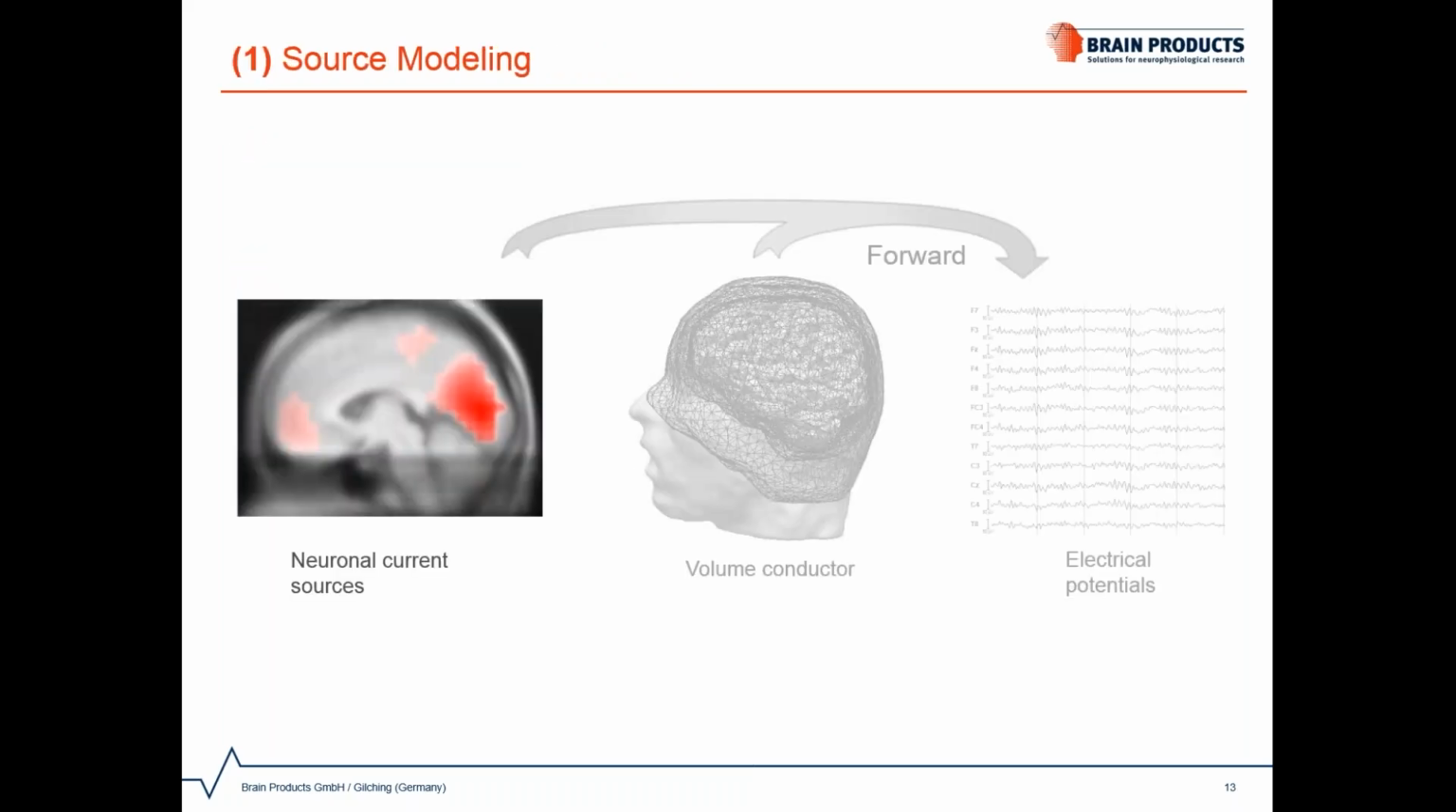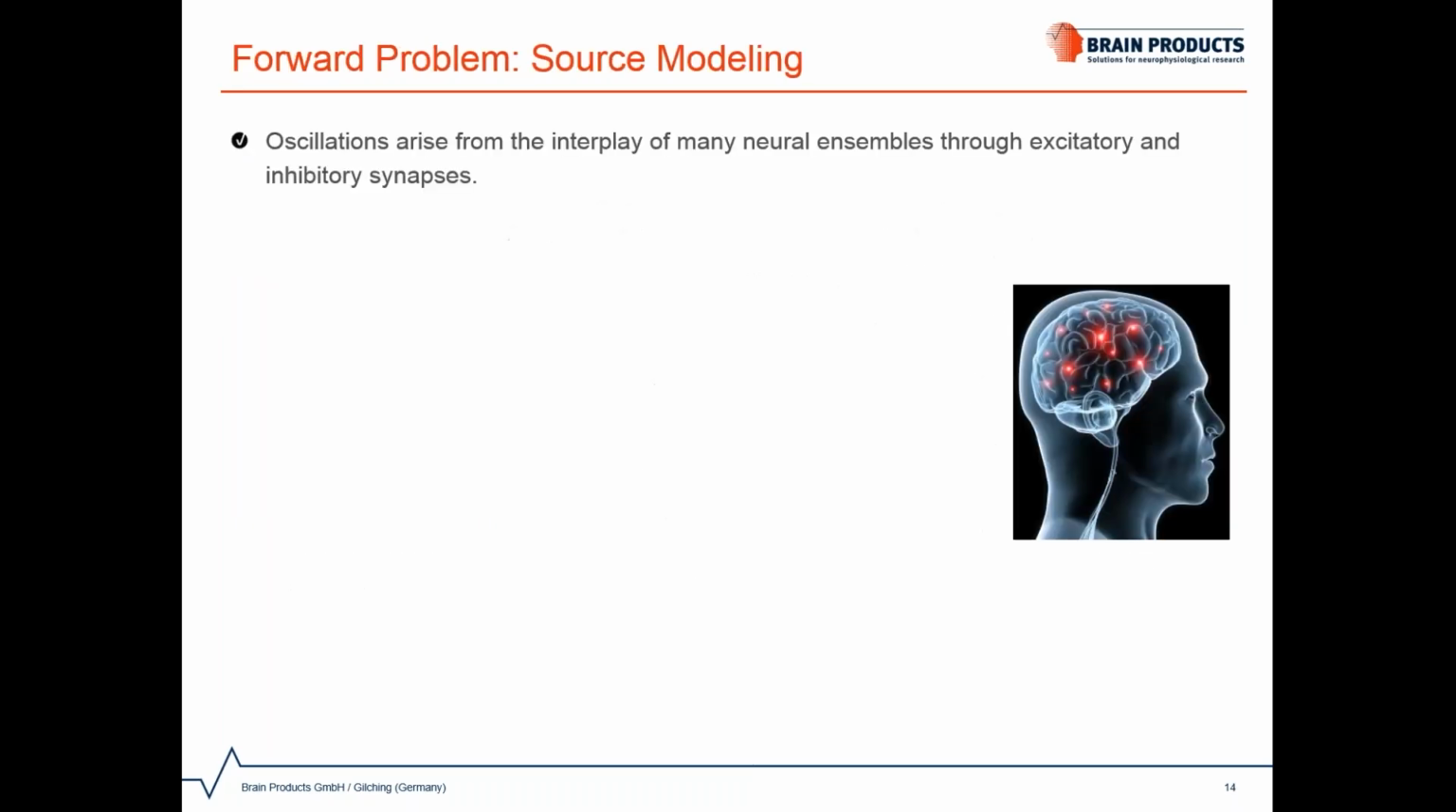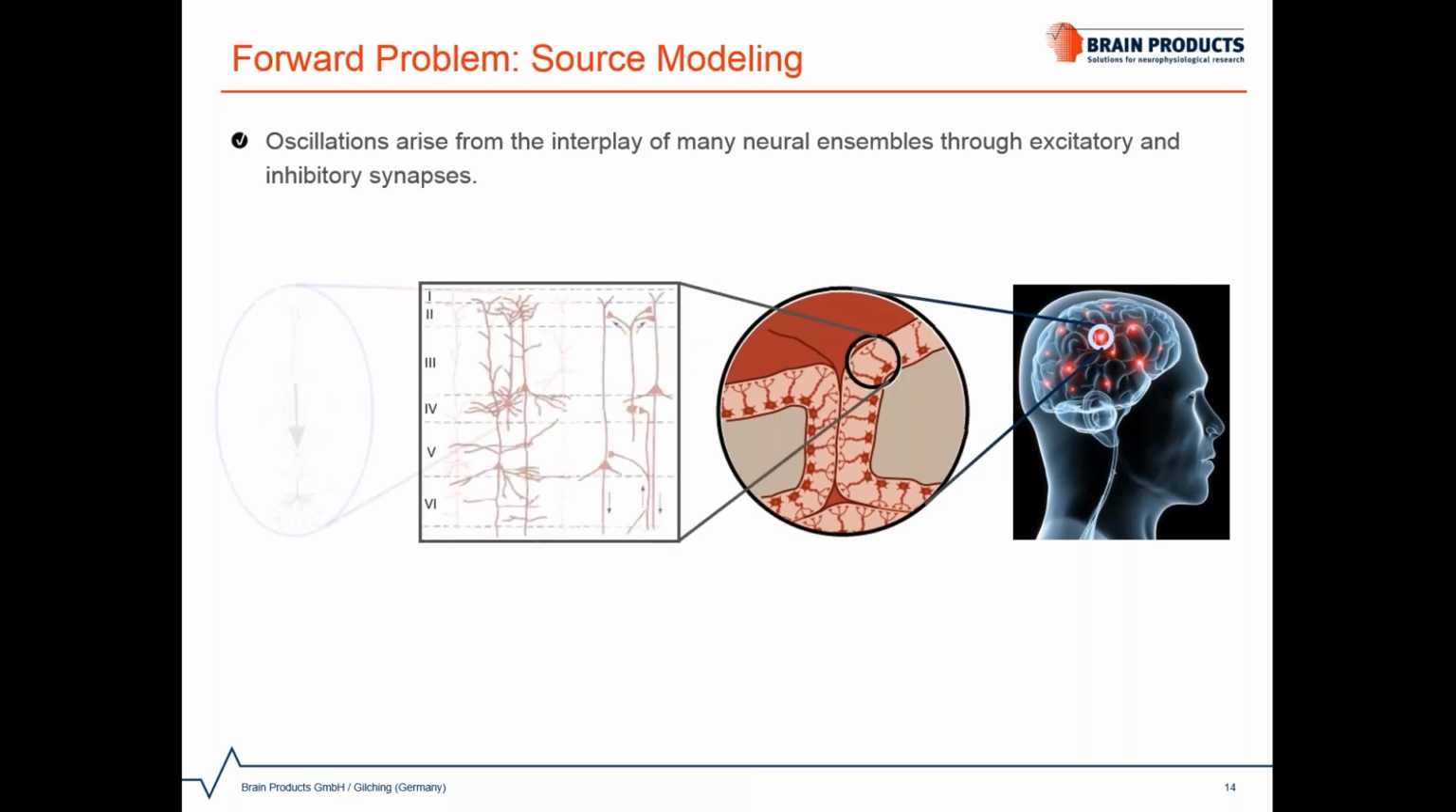So the first ingredient is source modeling, that is, how to model the neuronal current sources. In order to talk about source modeling, first let's talk about where these sources originate from. Remember that EEG oscillations arise from the interplay of many neural ensembles through excitatory and inhibitory synapses. What you see here on the very left is the zoomed version of a single pyramidal cell. These pyramidal cells are usually found spatially aligned in the most superficial layers of the brain, and their activity is synchronous, which provides the largest signal that can be measured from the scalp.